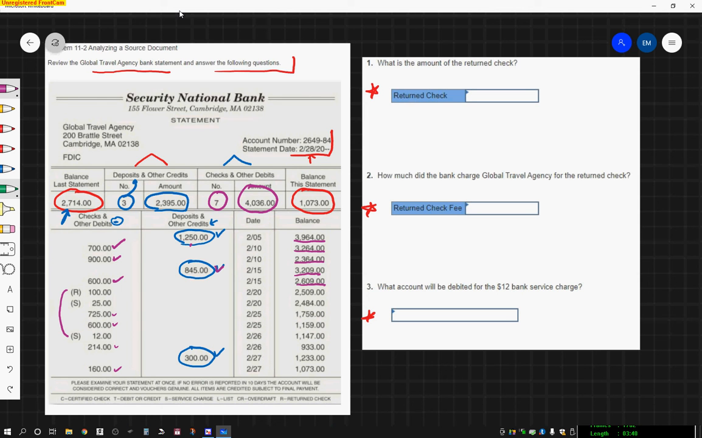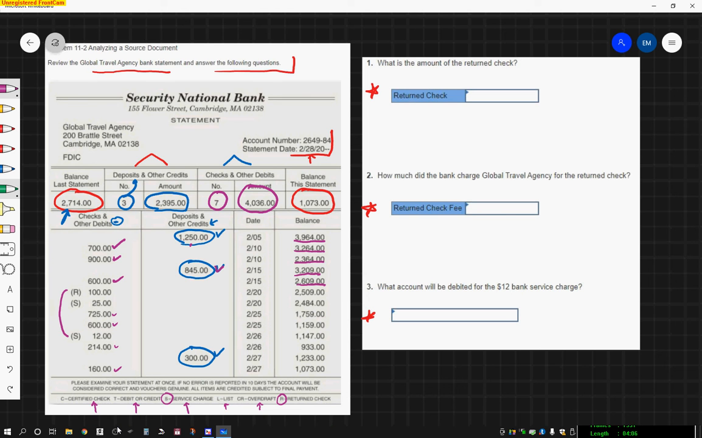What are you always looking for? Well, the clues are all down here. Certified checks, debits or credits, they're T's. Service charges, they're notated with an S. List, CR, overdrafts, right? And return checks. Well, what is a return check?